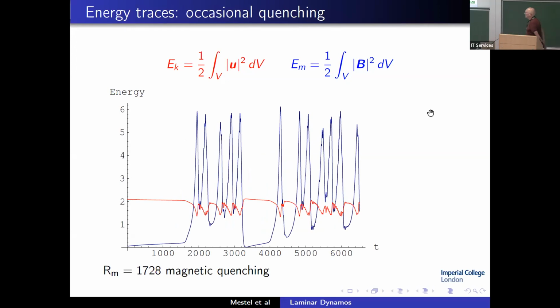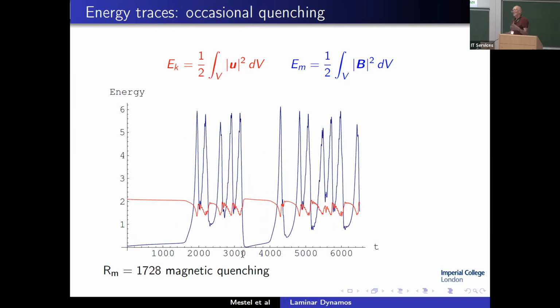And what's interesting about this is after going through a few of these oscillations, one is just a bit too violent and the magnetic field is totally quenched. It comes all the way down and it disappears. This is worse than just quenching of the alpha effect. This is complete destruction of the magnetic field.